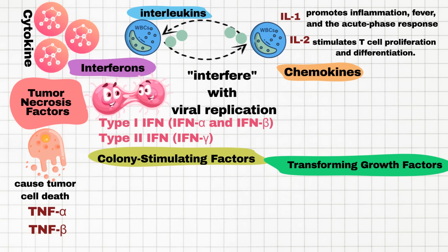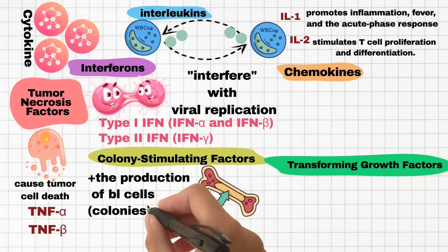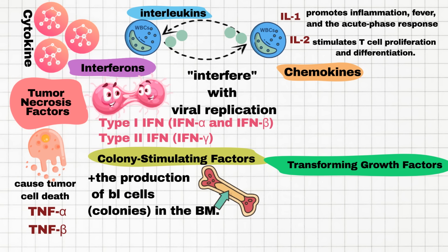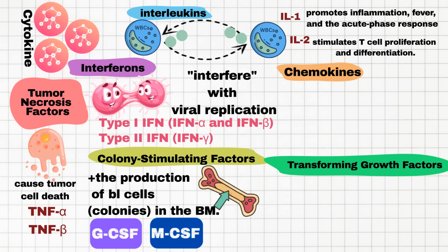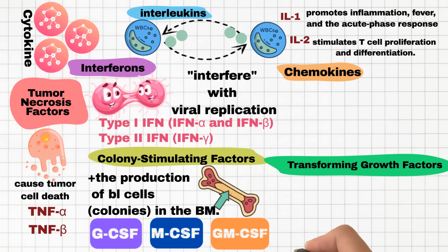Colony-stimulating factors are named for their role in stimulating the production of blood cells, colonies, in the bone marrow. Examples include granulocyte colony-stimulating factor, which promotes the production of neutrophils, macrophage colony-stimulating factor, which stimulates the production of macrophages, and granulocyte macrophage colony-stimulating factor, which promotes the production of both granulocytes and macrophages.